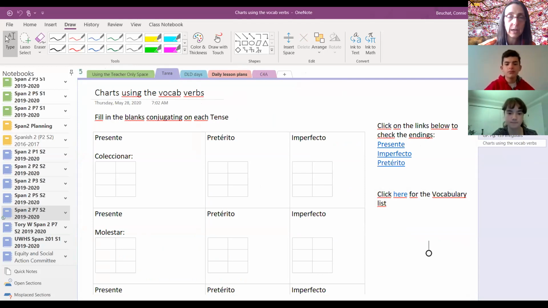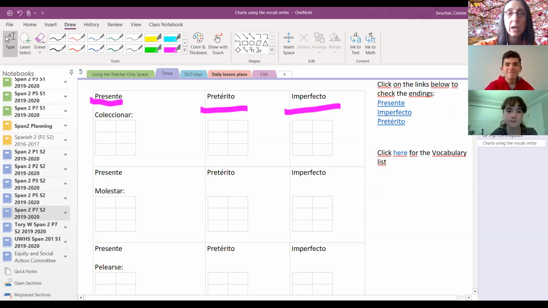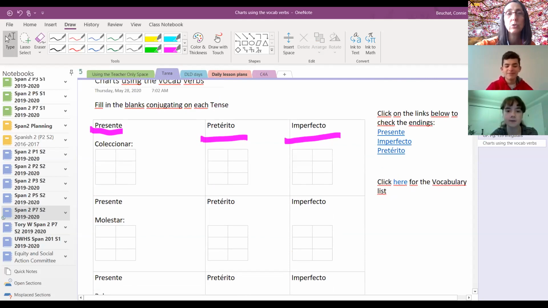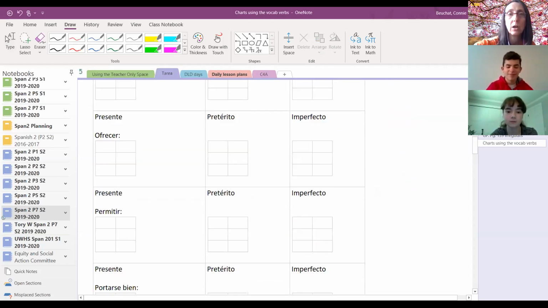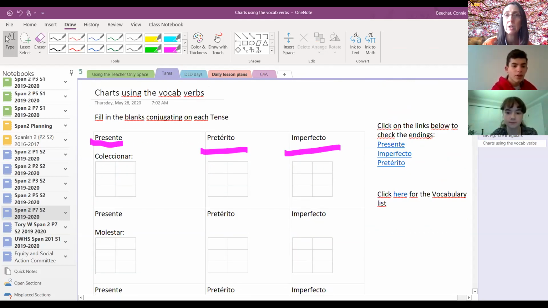Yes. Okay, so what we're doing here is we're using the verbs from this chapter to conjugate in the three verb tenses that we have learned this year. So we're going to conjugate in the present tense in this table here, and then the preterite and the imperfecto here. And it's a lot of them, so that's why I would recommend you to do two today, two tomorrow, because it's all of them, so it's kind of a lot. Some of them are irregulars, remember.